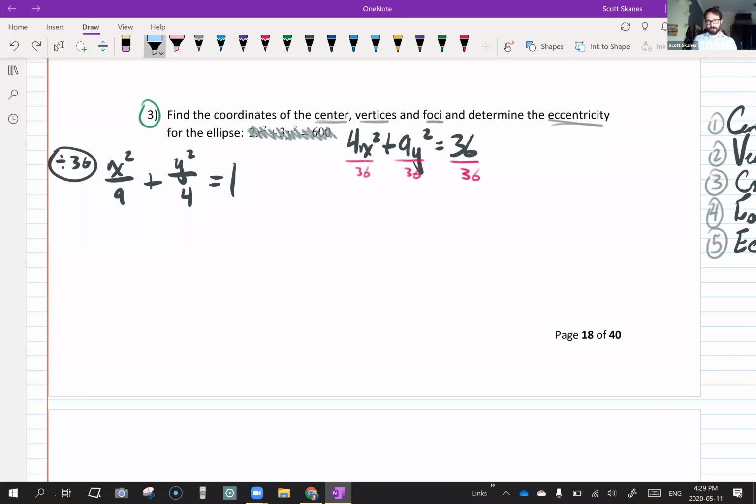Now, I have my first question for you. I know you can handle this. Which number on the bottom is bigger? 9 or 4? 9, yeah. So that 9, the bigger one, is always a squared.